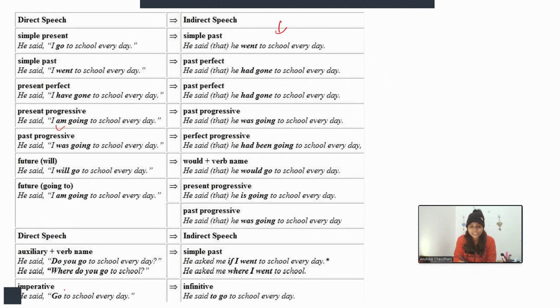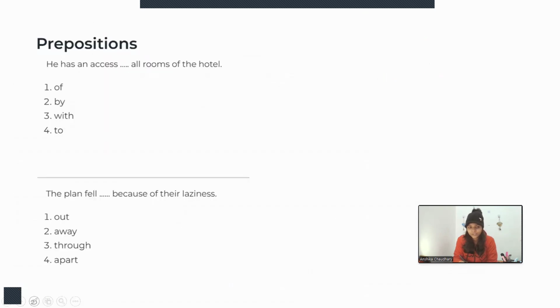Here you can see the rule chart for imperative like that. He said, go to school every day. So he said to go to school every day. Simple, right? We will not change the form of the verb. I hope the rules are clear to you, right?